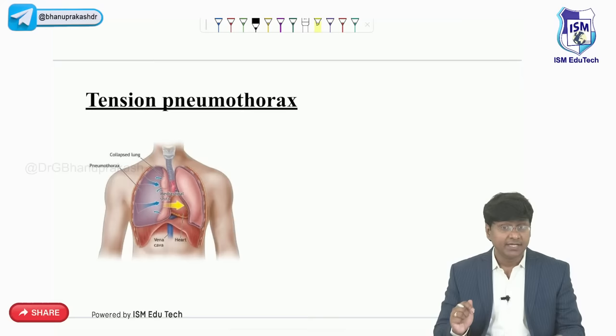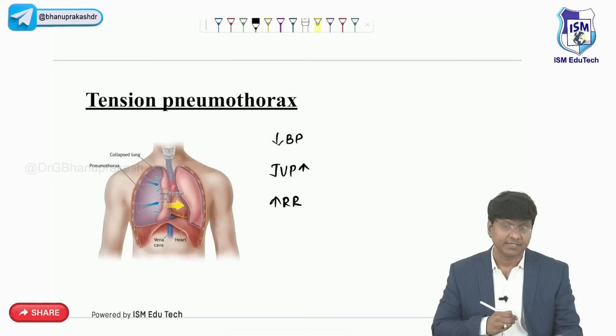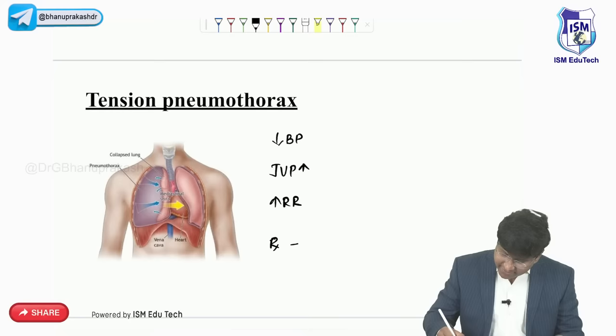But in case of tension pneumothorax, what will be the classical picture? These individuals will have hypotension. JVP will be elevated. The respiratory rate will be increased, more than 30 per minute. And what is the immediate treatment that you have to do? The immediate treatment is wide bore needle aspiration.